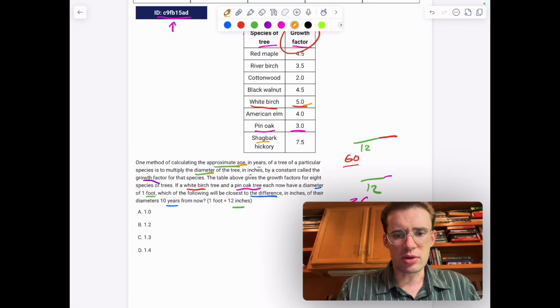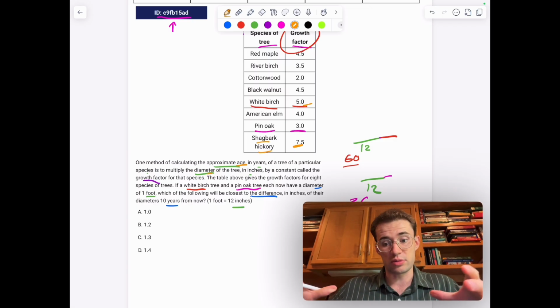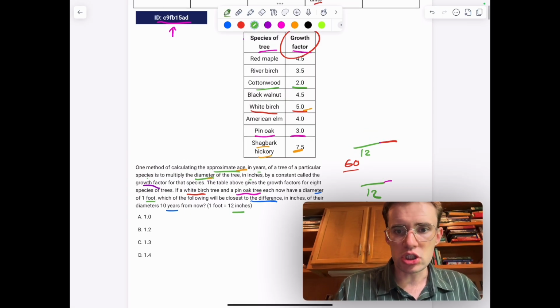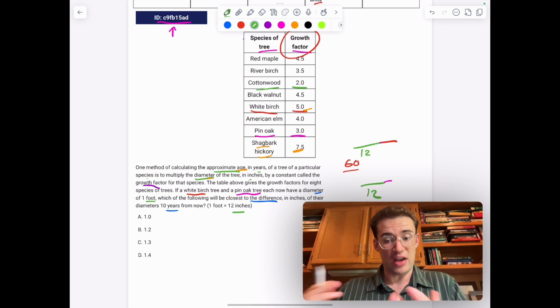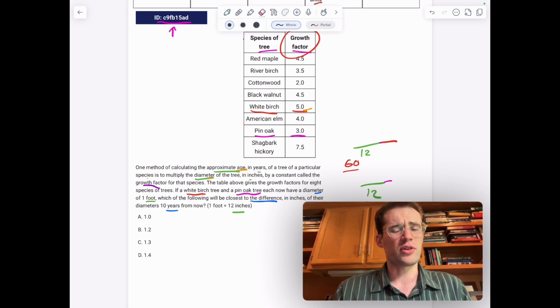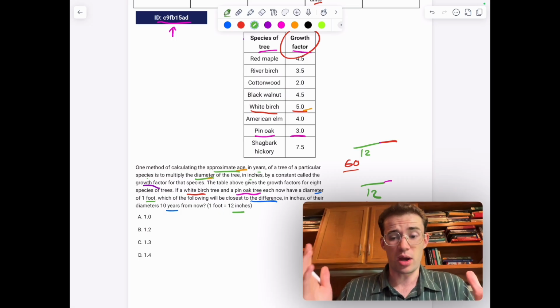But in the entire table, the one with the highest growth factor of 7.5 is the slowest to grow in terms of diameter. And the cottonwood has a 2.0 growth factor. That would be the fastest growing. It only takes 2 years to grow an inch. So just be really careful with that. They're clearly trying to trip you up with that.